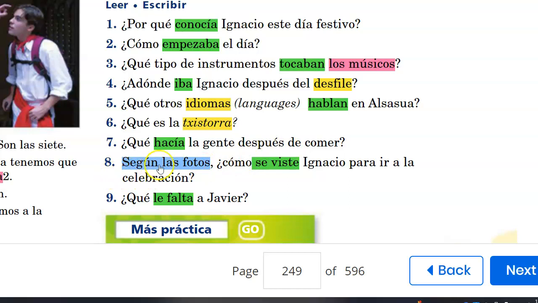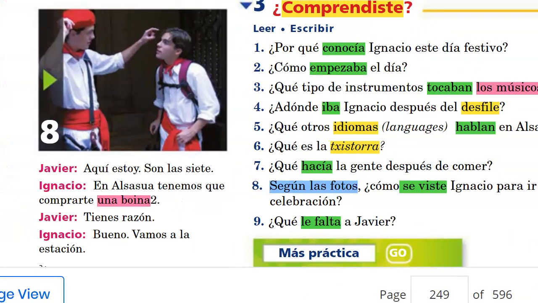For number seven. Number eight, según las fotos, ¿cómo se viste Ignacio para ir a la celebración? You can just look at the pictures. Según las fotos, according to the pictures here, identify some key items of clothing. Page 70 has the vocabulary that we looked at in first semester. And so utilize that vocab to identify some items of clothing. For number eight, ¿cómo se viste? How does he dress for the occasion?